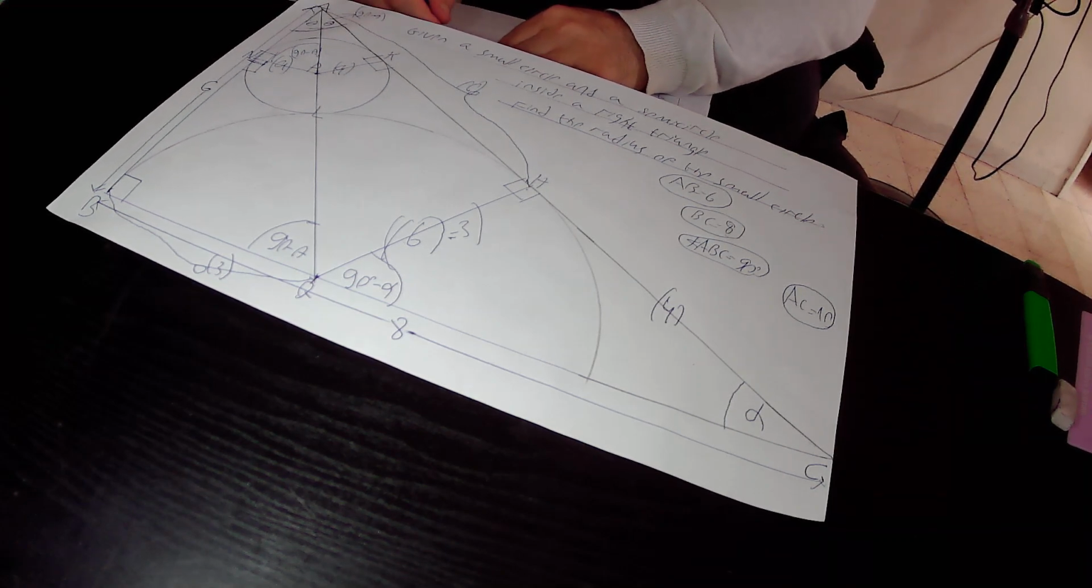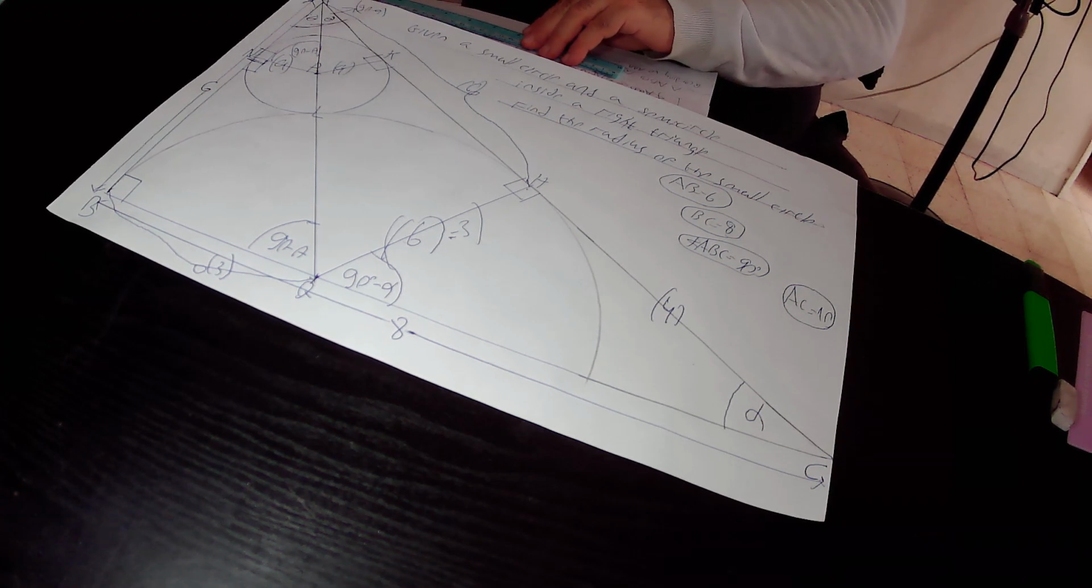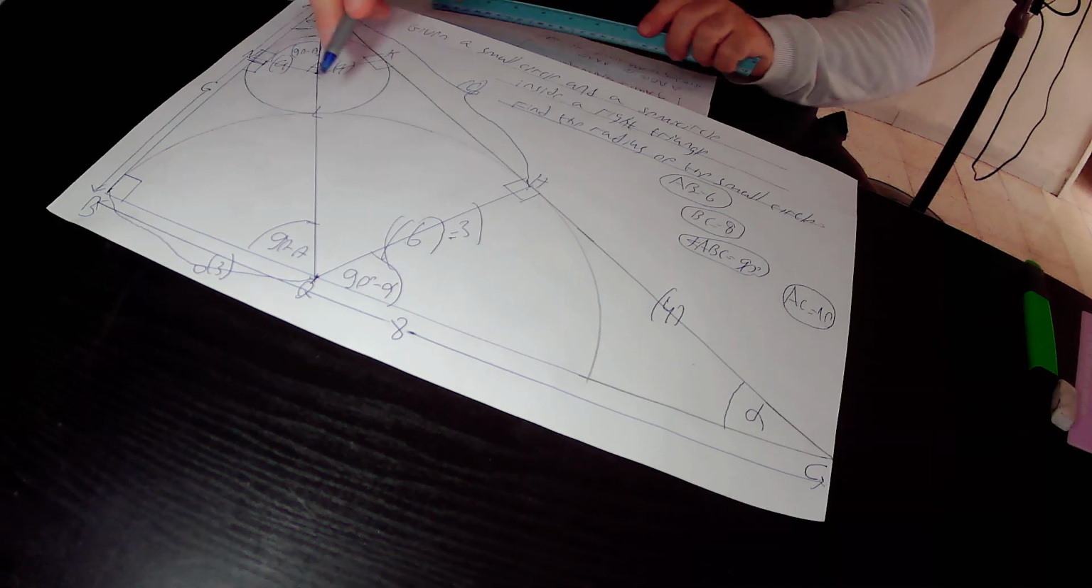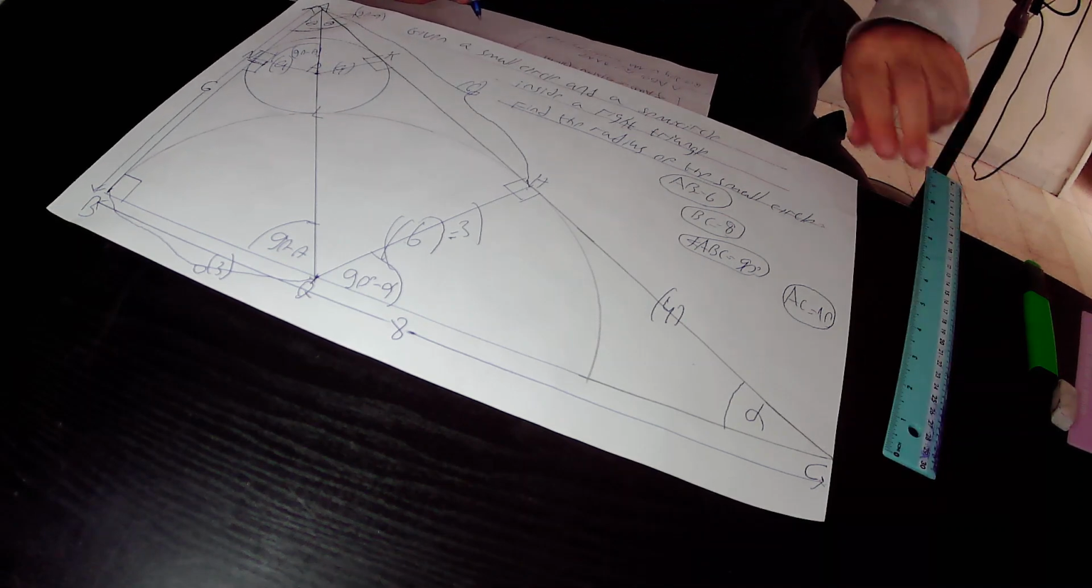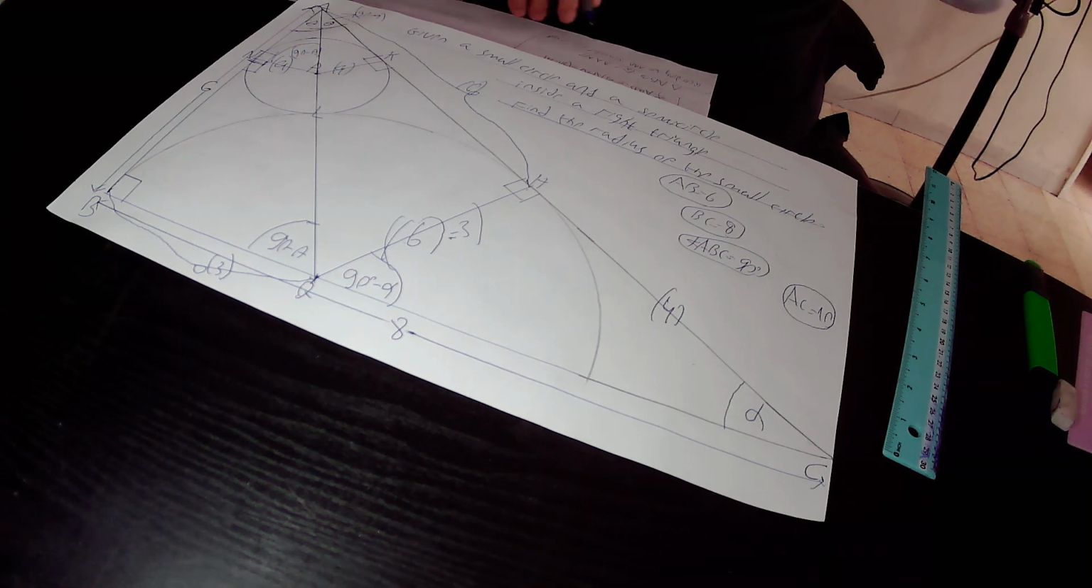AB is 6 over AN. AN is the missing side, so we leave it as it is. And it equals BQ. BQ is 3, the radius of the big semicircle, which equals 3 units, over NP. NP equals A. A is the radius that we are looking for in this question, the radius of the small circle.